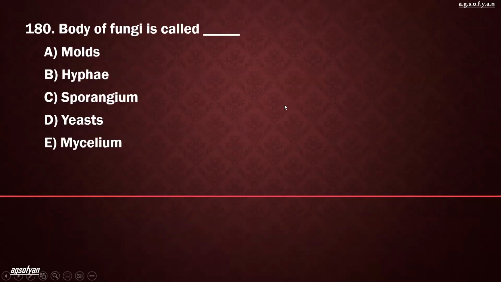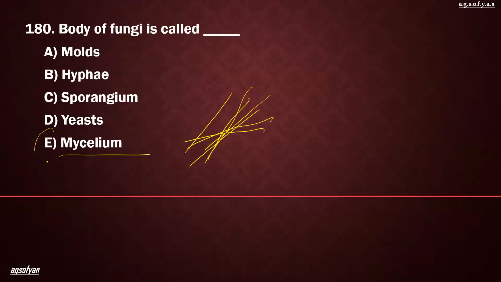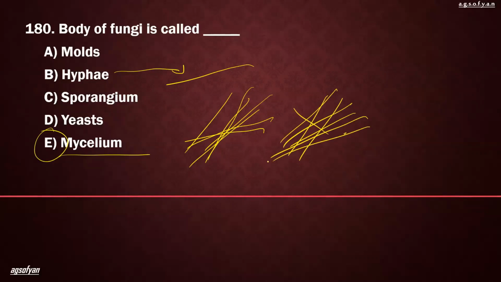The body of fungi is called, what is the body of fungi? I mentioned this in the class. It looks like a carpet. Okay. So this is called the mycelium. Okay, so mycelium is the name of the body of fungi. If only one like this, it is called hypha. So the mycelium is a combination of many hyphae.